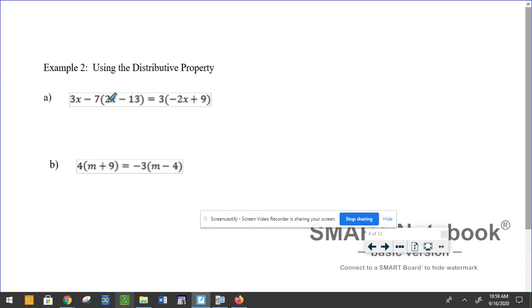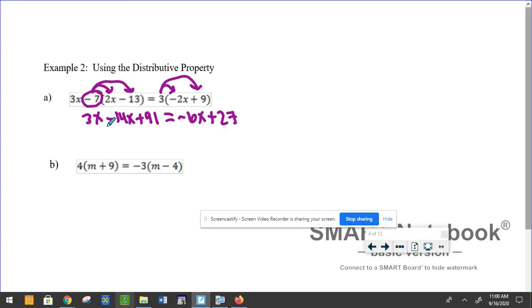Same idea, just a little more complicated. We're going to use the distributive property, meaning we need to distribute into the parentheses before we can then do those kinds of steps. First thing I would do is distribute the -7. When I say -7, I'm including the negative sign in it. So now you have 3x. -7 times 2x is minus 14x. -7 times -13 is positive 91. Then over here, distribute the 3. 3 times -2x is -6x. 3 times 9 is 27.